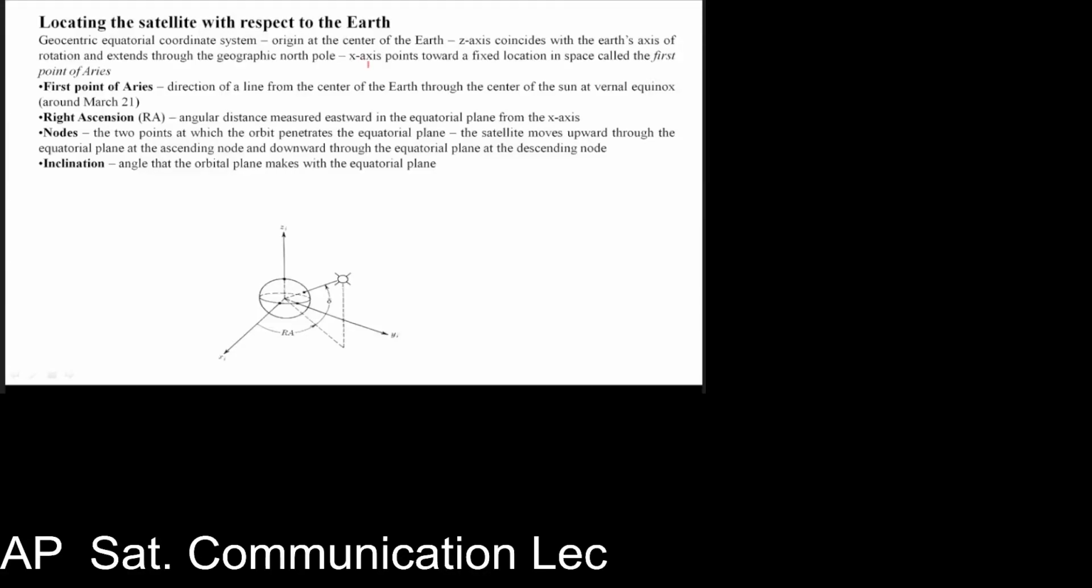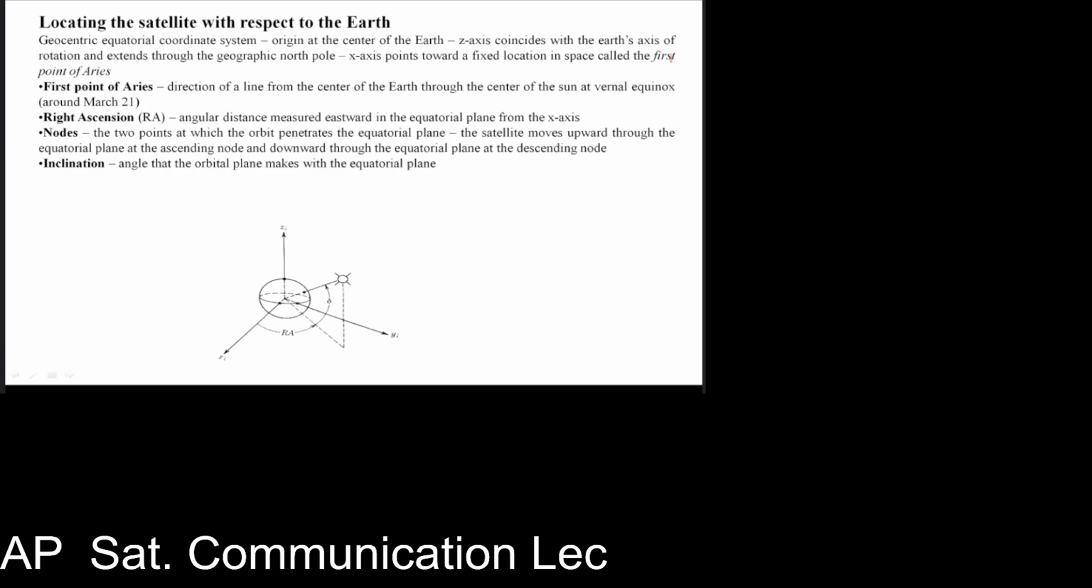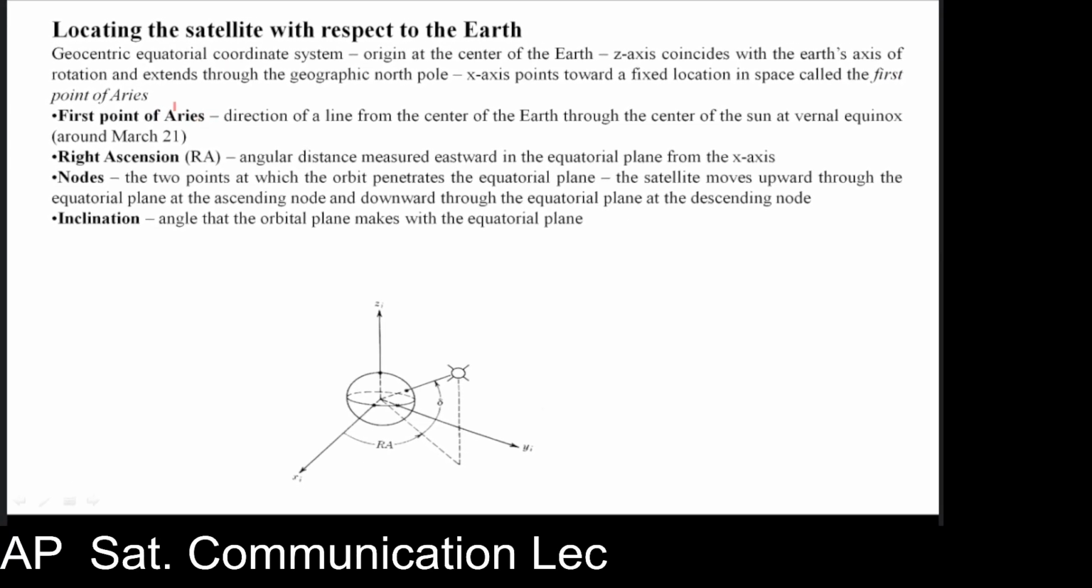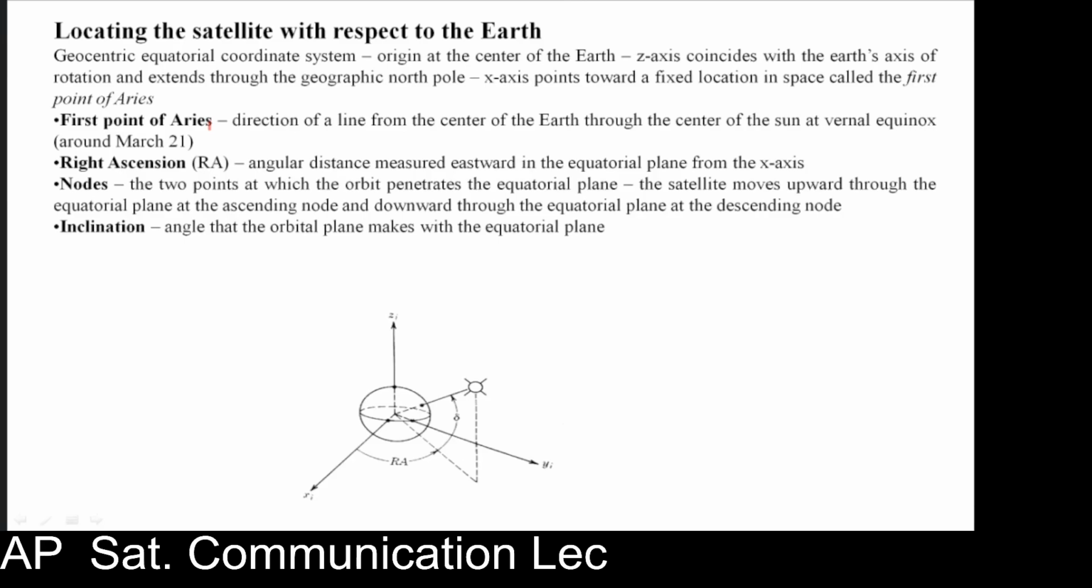Second axis, this points towards a fixed location in space, which is called the first point of Aries. For some of you who are curious to know, Aries is actually the name of a constellation, an assembly of maybe stars and planets in the sky.